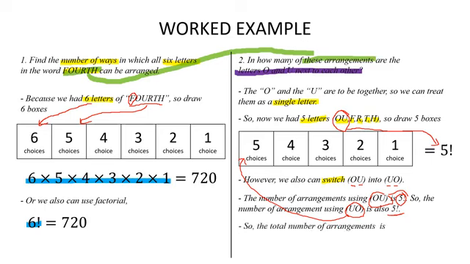So the total number of arrangements is 5 factorial times 2, because we do it twice. The first time we do it for OU, the second time we do it for UO. We switch the arrangement of OU and UO. So the answer is 240.